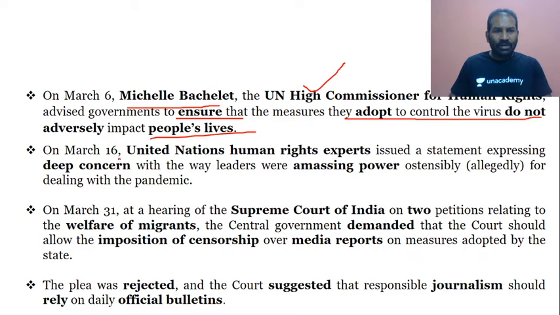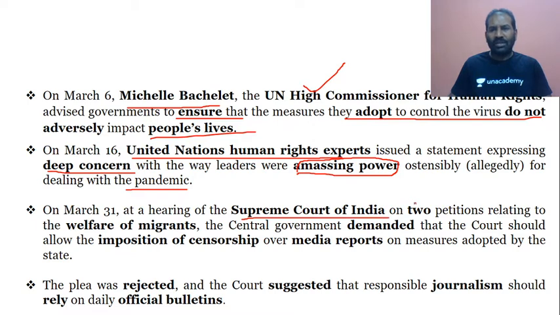And also on March 16, United Nations human rights experts expressed deep concern about the way many leaders across the globe were exercising their powers in dealing with the pandemic, with which they were not happy. So we have the United Nations High Commissioner for Human Rights and also United Nations human rights experts.